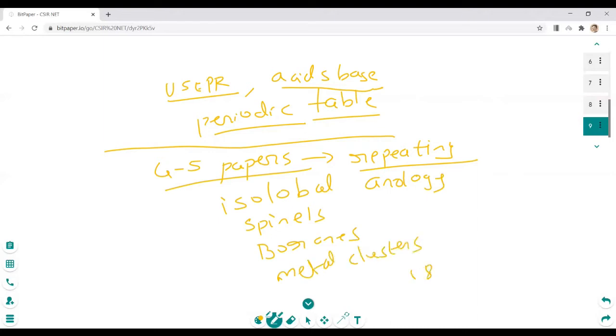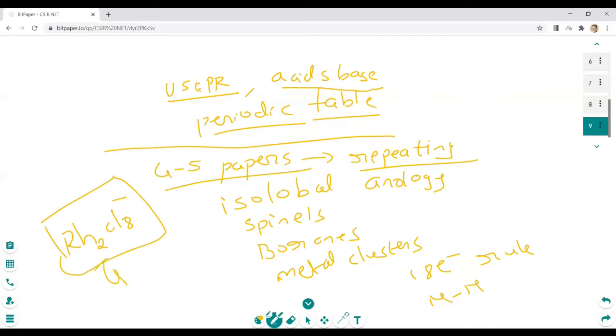And one more, the 18 electron rule, as well as metal bonding. Especially in metal bonding, check for rhenium, Re2Cl8 2-, I'm not sure of the exact formula. They will generally ask how many metal bonds. It's 4. These questions were repeated at least 2 to 3 times. Just go and check the 4 to 5 papers from 2014 or 2015. I'll be uploading the previous papers along with this video. Just go through them and you should see these repetitions. Isolobal is repeated, spinels, boranes, metal clusters, 18 electron rule, metal bonding, etc.